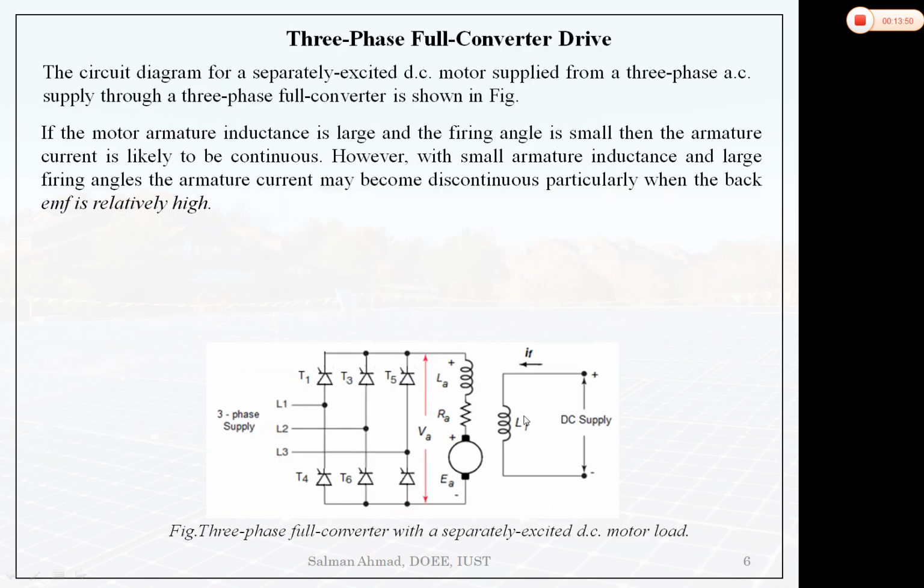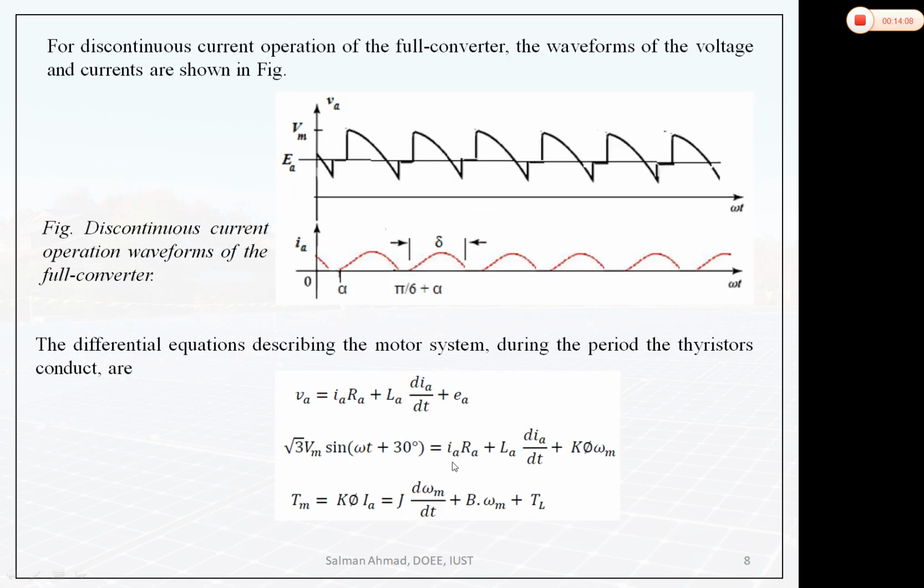In this circuit, if you want to find the instantaneous value, the instantaneous voltage across the inductor will not be 0. The average will be 0 in a complete cycle, but for the instantaneous value we can write armature voltage as the drop in armature resistance, the drop in inductance, then back EMF. So substitute what VA will be. The line voltage is root 3 Vm sin omega t plus 30, so it is leading by 30 degrees. It equals Ia Ra plus La dia by dt plus K phi omega m.